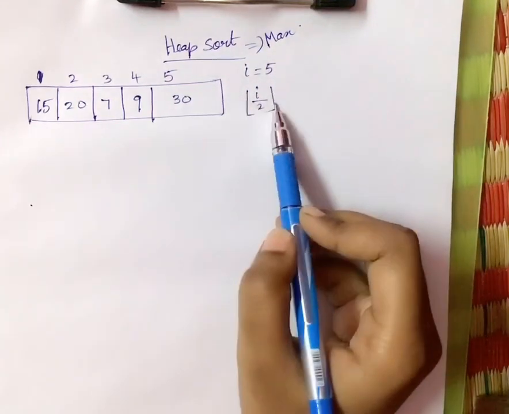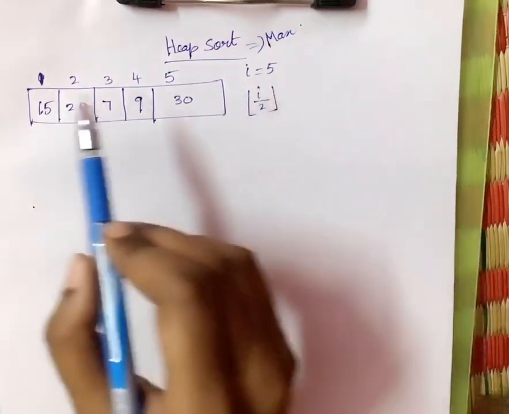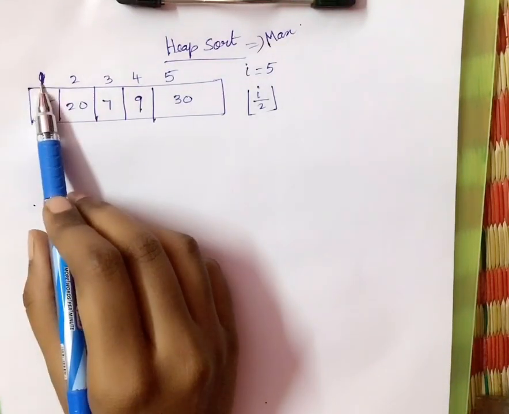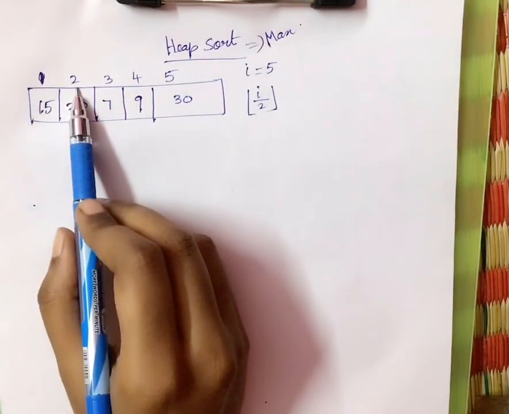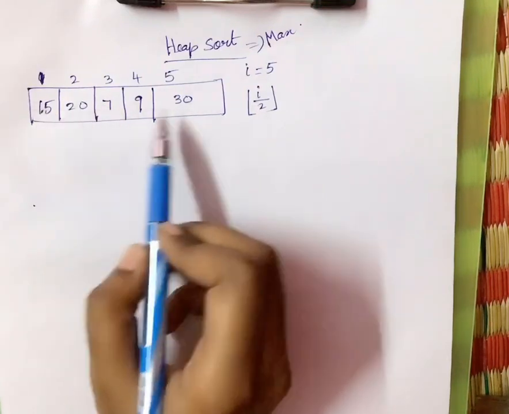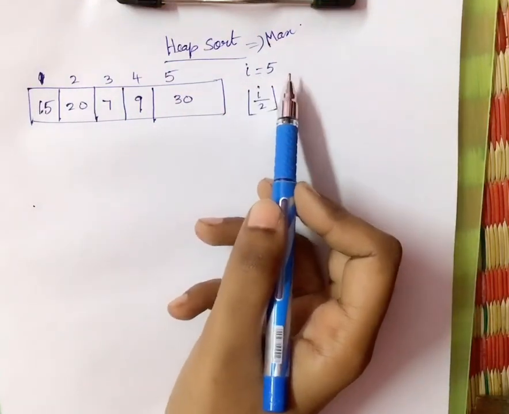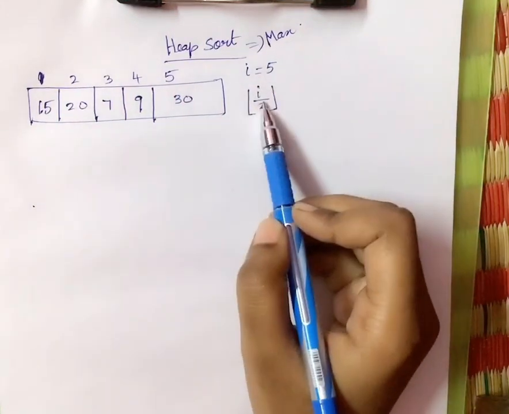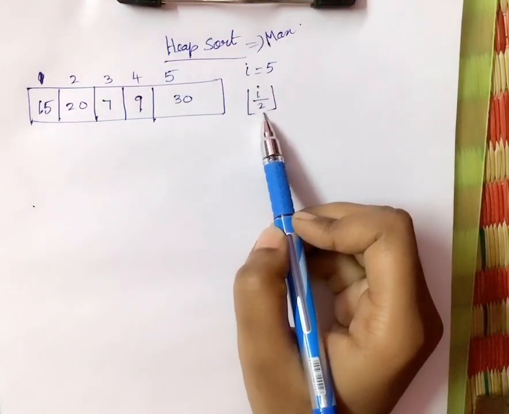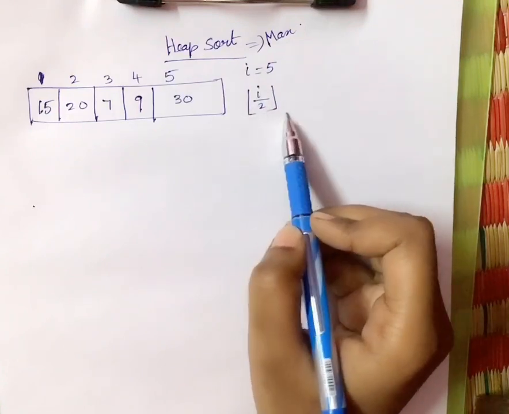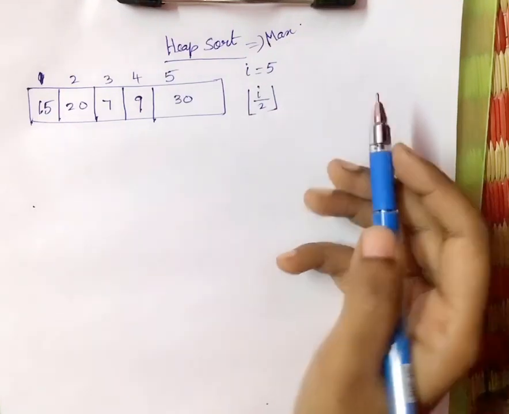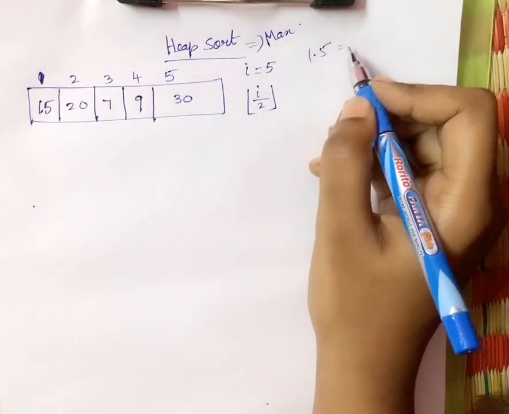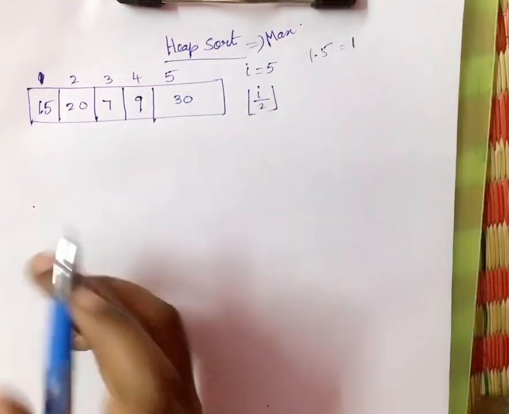So this is the formula. I is the position. If it is at this point, I value is 1, at this point I value is 2, like that. There are 5 elements, so the I value will go from 1 to 5. The formula for calculating the parent is I divided by 2, taking the floor value. Suppose we are given 1.5, the floor value means we will take it as 1. So this is how we are going to calculate.